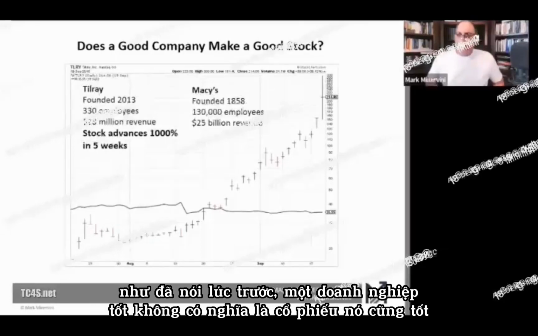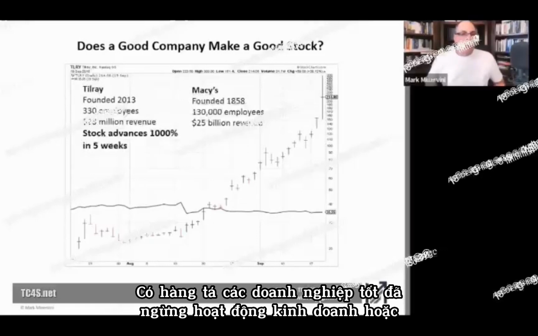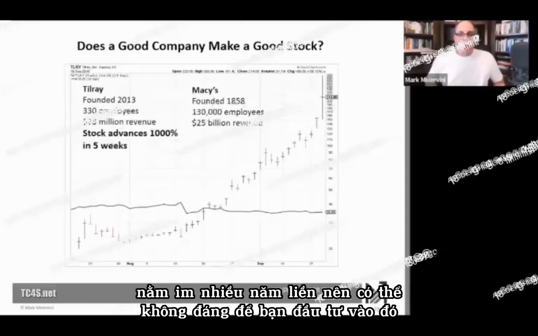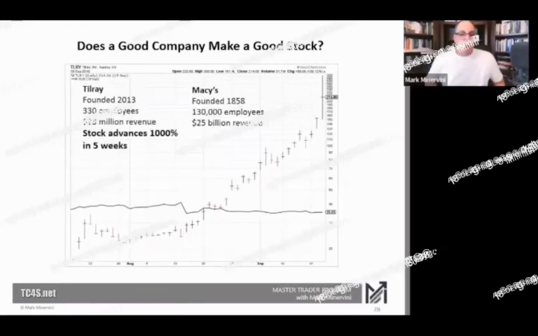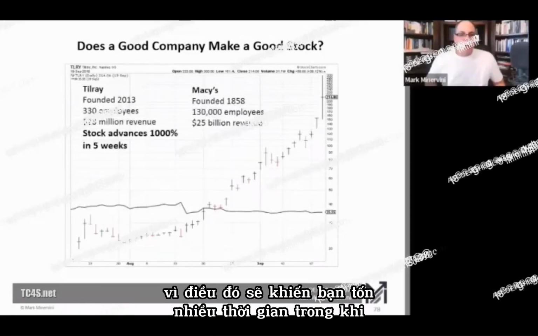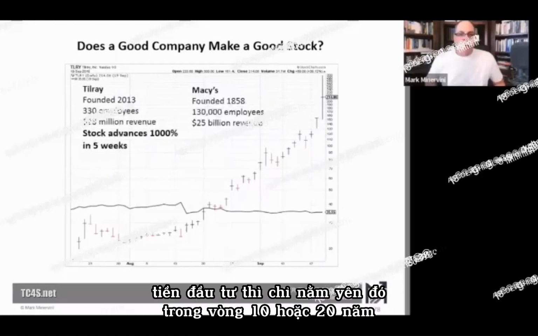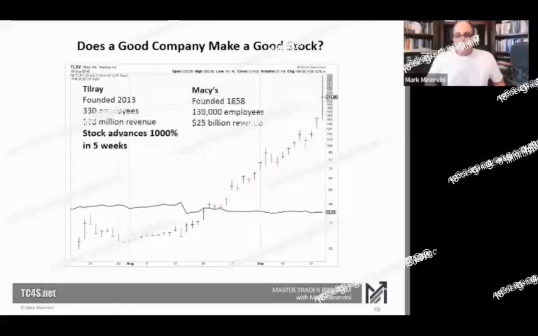Now, another thing I want to point out here, and that is that, as I said earlier, a good company doesn't necessarily make a good stock. There's tons of companies that were great companies that either went out of business or stayed down for so many years that it wouldn't have been worth being in the company, because you would have lost so much time and your money would have sat there for a decade or two. So again, here, this is a perfect example.